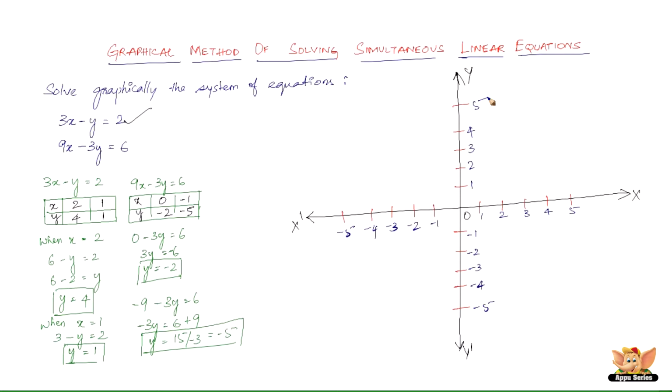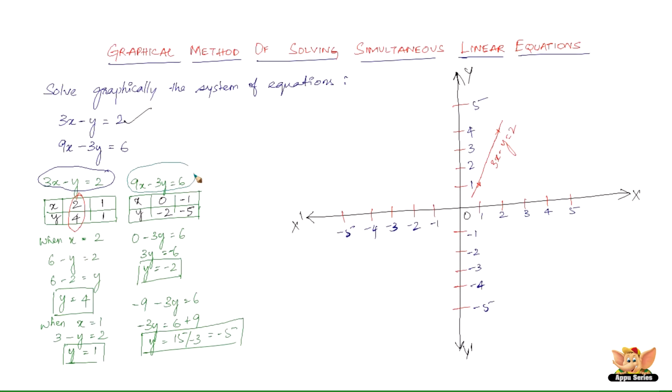So let us start plotting now. Let's first plot 3x minus y equals 2. The first point is 2, 4. X is 2 and y is 4, so we've got it here. The second point is 1, 1. This is also 1, this is also 1. Alright, so let us draw this line. So this line represents 3x minus y equals 2.